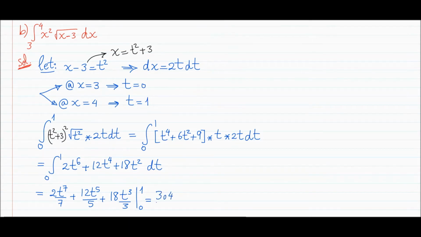304 over 35. And here in this case, you do not have to return back to your unknown, which is x. So this problem is a definite integral, so you make substitution and you change the limits, so you do not have to return back to your unknown, which is x, here like the example before.